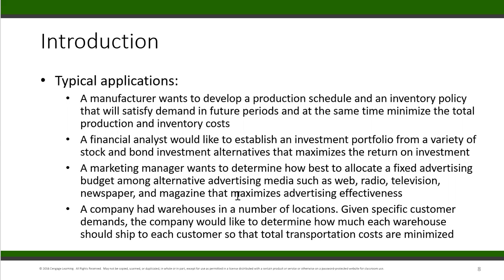Next example is a transportation type of problem. So imagine a company like Amazon has multiple warehouses in different locations, and then they have demand coming from different regions. So there are demand regions and supply regions, right?